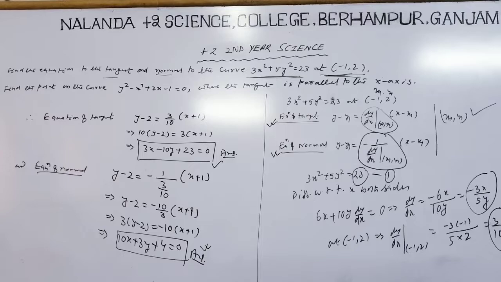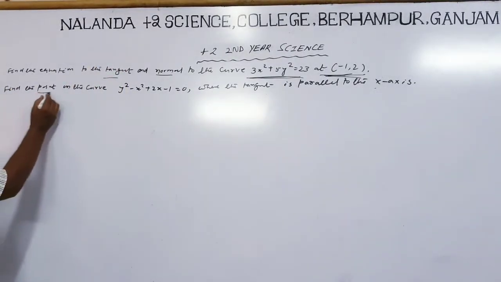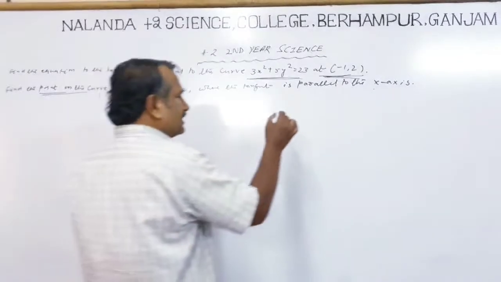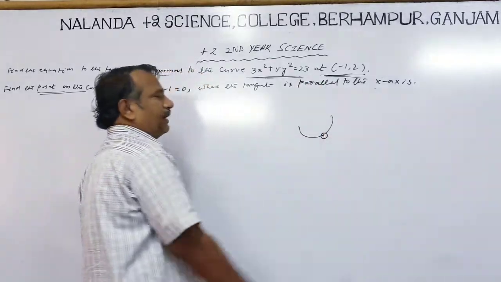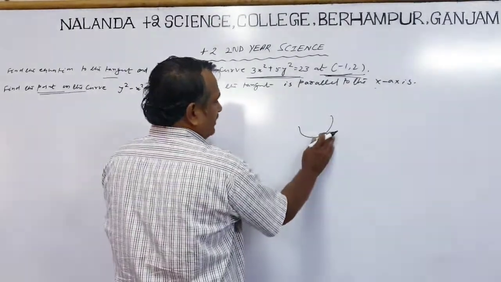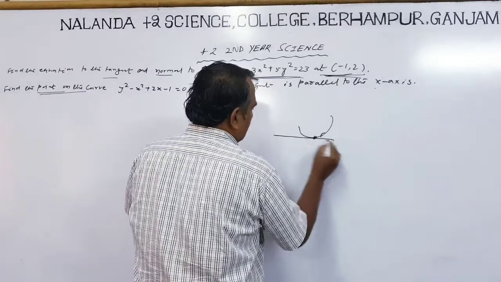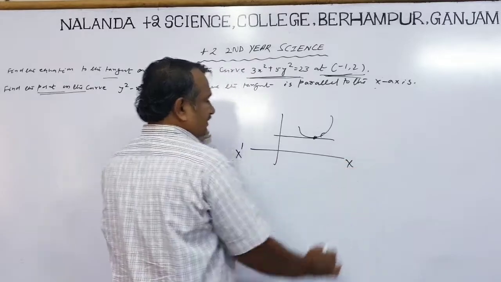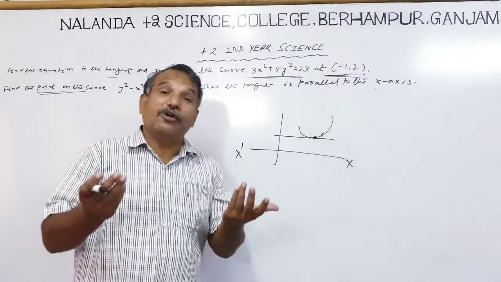Now the second one. Find the point on the curve. Suppose a curve is given, and we have to find the point where the tangent is parallel to the x-axis. What is the condition? When the tangent is parallel to the x-axis, dy by dx is 0.